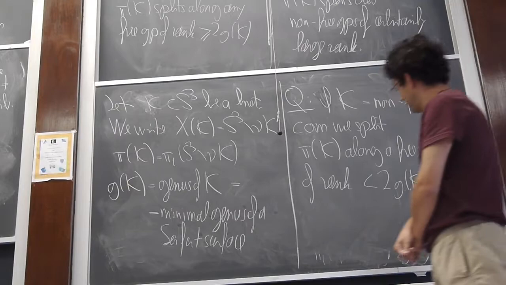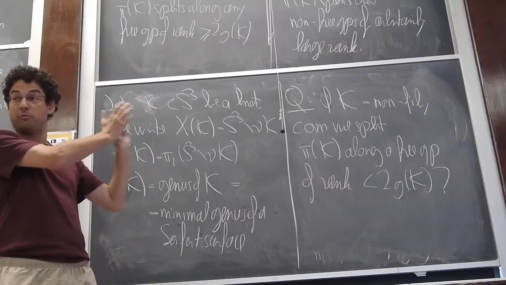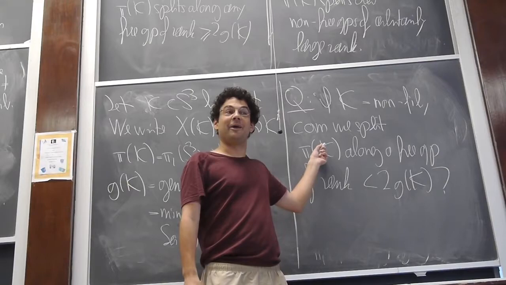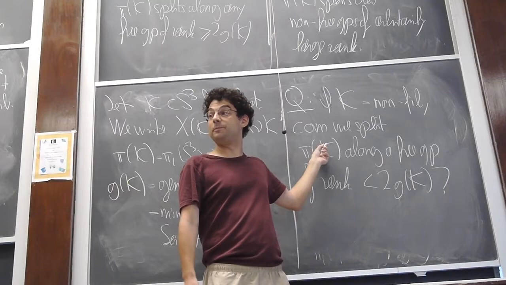When you first saw the question, you would say, well, perhaps if you have a splitting, you can realize it by a surface, and then you're done. But I just convinced you that you can split the knot groups along free groups, which certainly do not come from embedded surfaces.